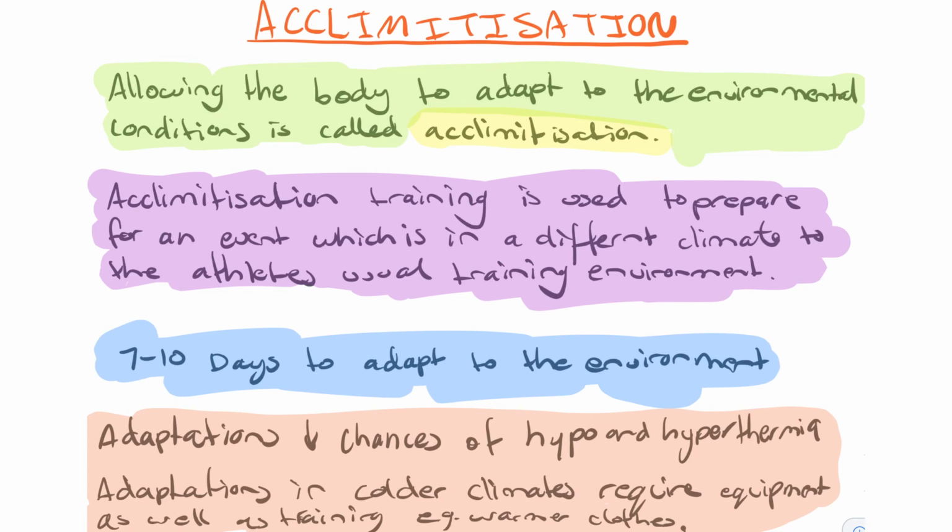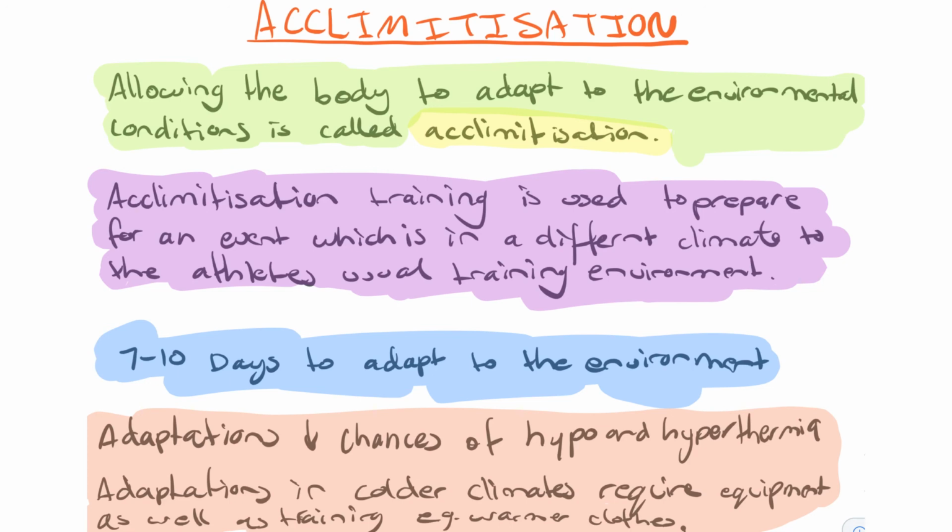Now, usually it takes about 7 to 10 days to adapt to the environment that you're in. Obviously, the longer you are exposed to that environment, the better the adaptations that you can make, especially when you're looking at altitude training. Now, if you do expose yourself to that different environment 7 to 10 days prior to performance, obviously the adaptations that you make to these environments decrease the chance of hypo and hyperthermia.